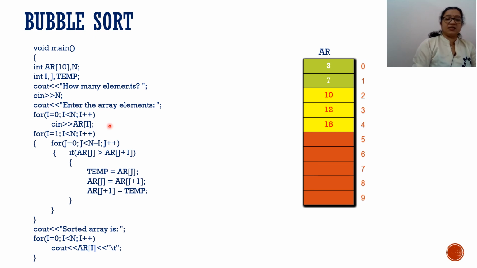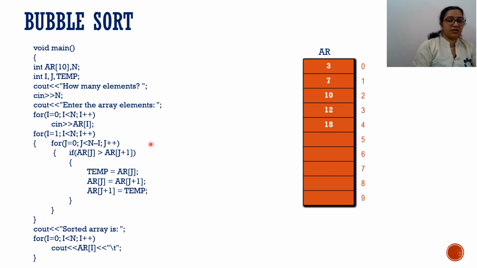Now i plus plus iteration, the last process is also over now. The condition is false here. We don't want to do any comparison. It is over. Now see the array: 3, 7, 10, 12, 18. Now all the elements are in sorted order. Understood? 3, 7, 10, 12 and 18. Array is in sorted order. Got it? Now we can print the array: i is equal to 0, i less than n, i plus plus. AR of i means we will get all the elements in the sorted style. Understood now? So this is called bubble sort.